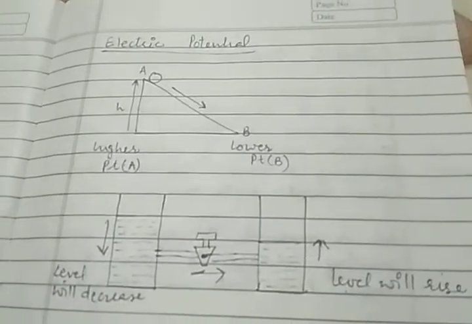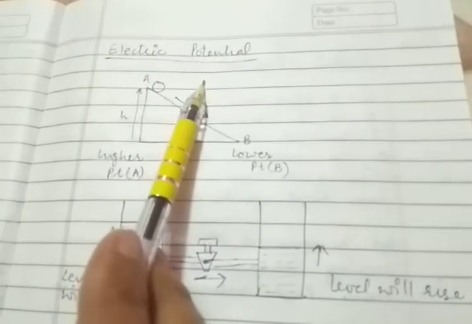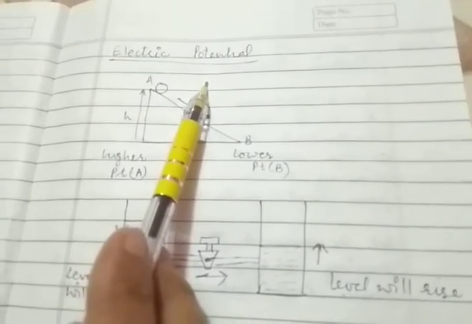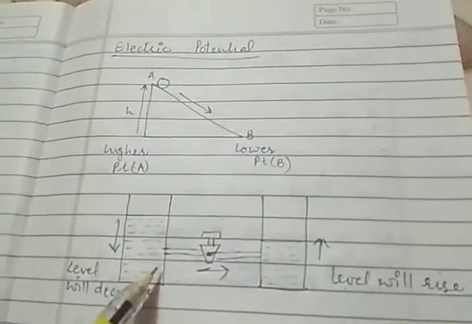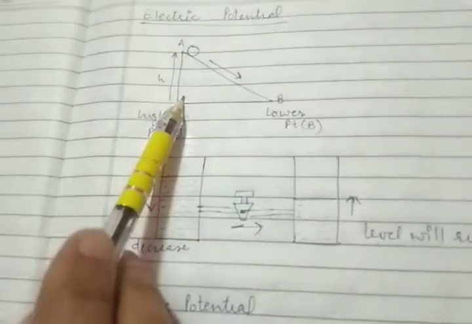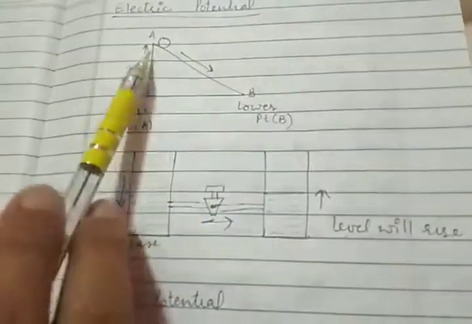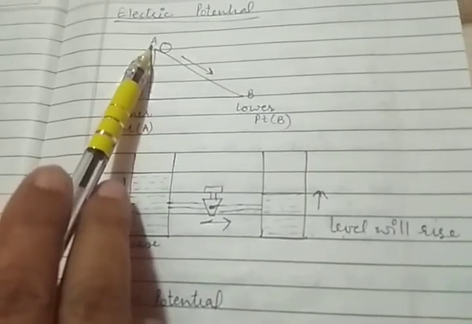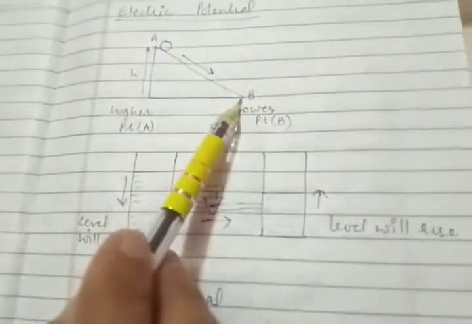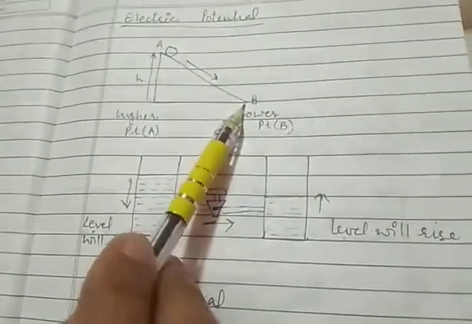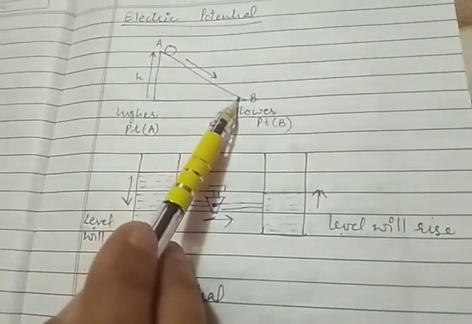Students, today we are going to discuss electric potential. In order to clearly understand what electric potential means, we shall talk about two experiments. In the first experiment, it is visible to you that a ball is placed on the inclined plane at some height h. This higher point has more potential energy as compared to this lower point, and this ball has a tendency to move in the downward direction.